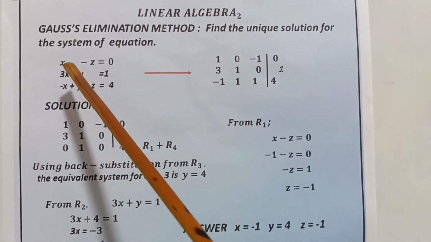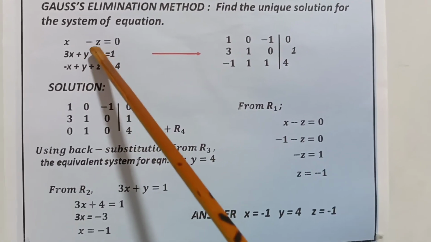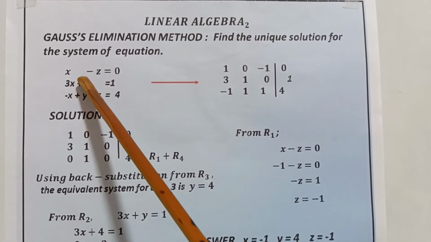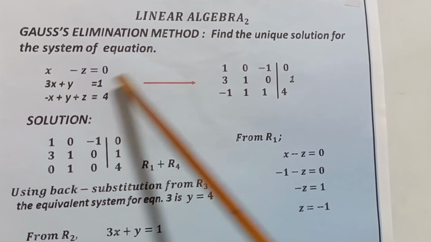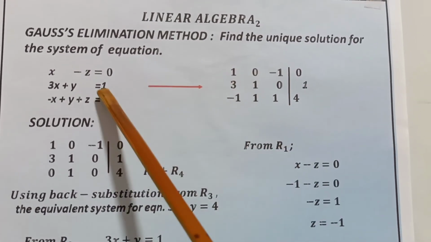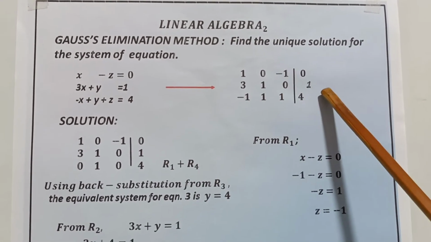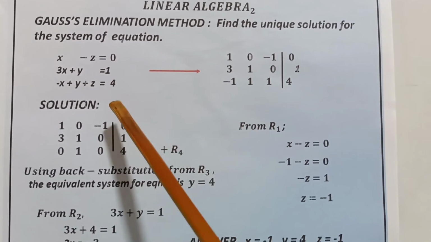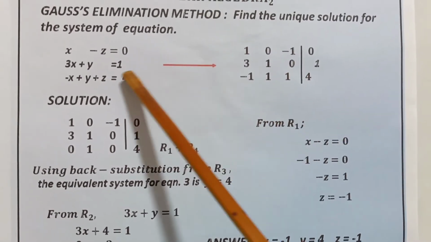We have here 1, 0 for y, no? We supply 0 for the missing variable. So 1, 0, -1 for z is equal to 0. For the second equation, we have here 3, 1, 0, and 1. And lastly is -1, 1, 1, and 4.